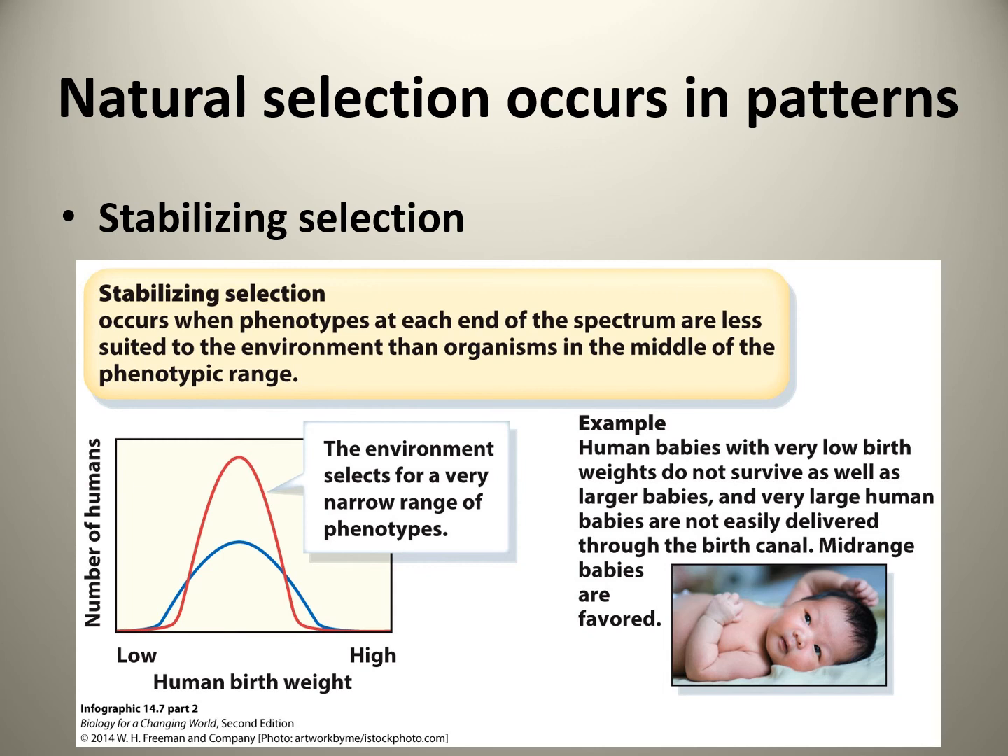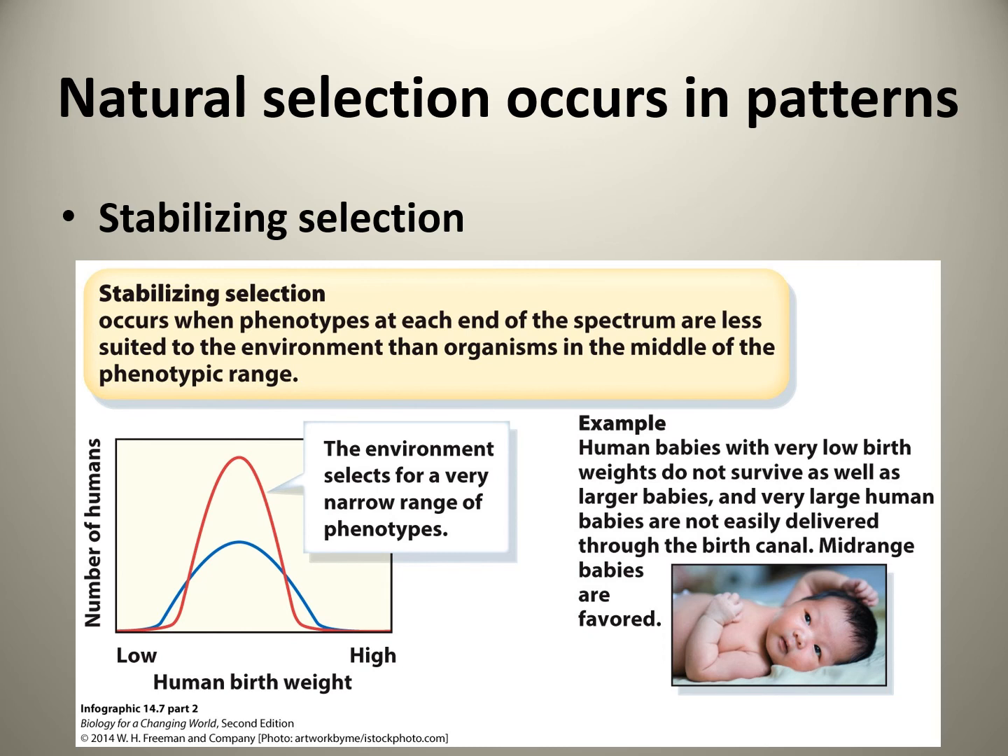Okay, the next one is stabilizing selection. This is where we go right into the middle. A good example here is human babies. When you think about babies, right, you don't want a really small baby. Babies with low birth weights, especially premature babies, don't survive nearly as well as larger babies do. A lot of times there are different health risks associated with them as well.